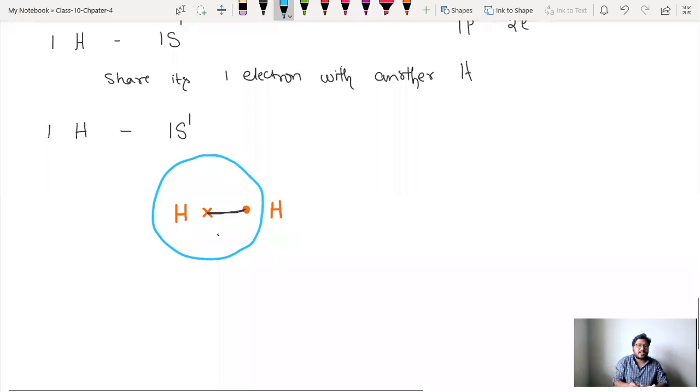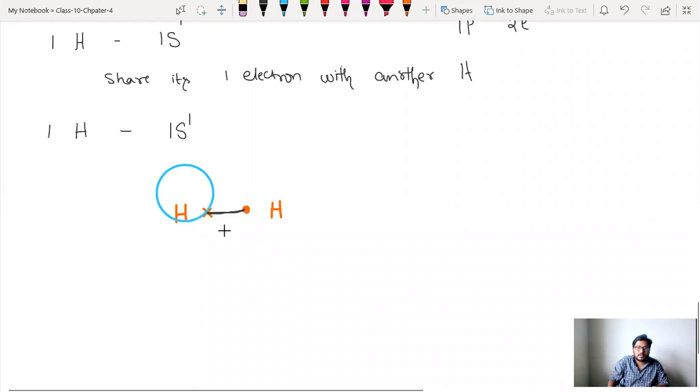So the electron is shared. It will be with this hydrogen, and this hydrogen also got this electron. So you can draw another circle here. Yes, you can draw, or I'll try to draw using this.